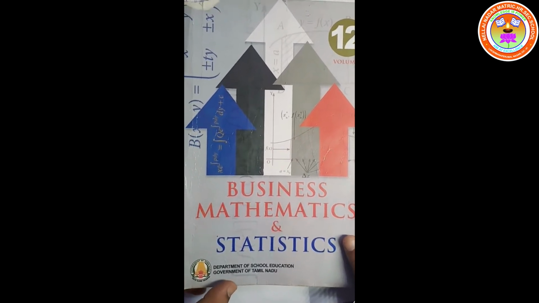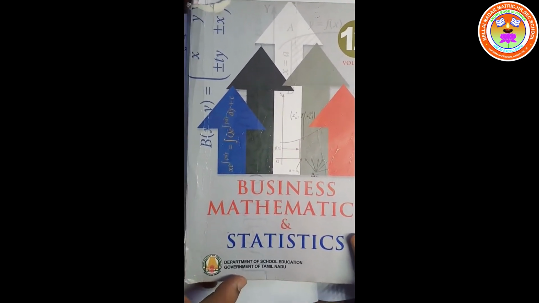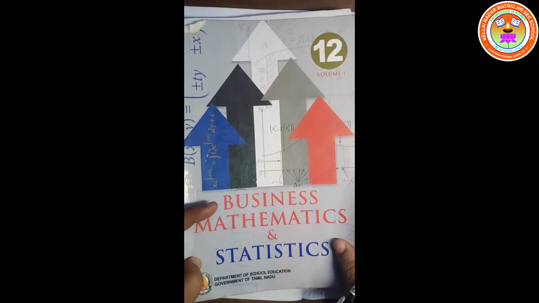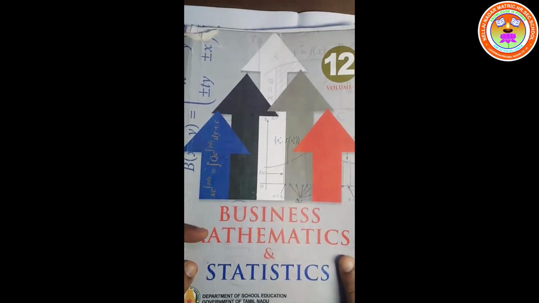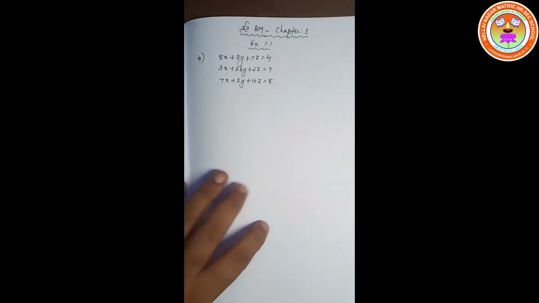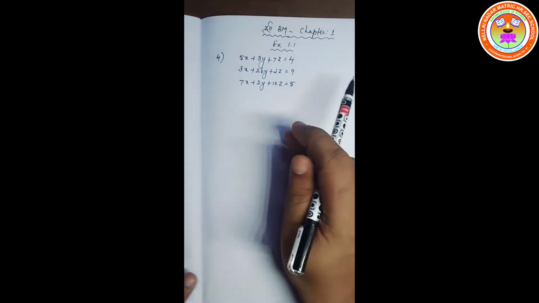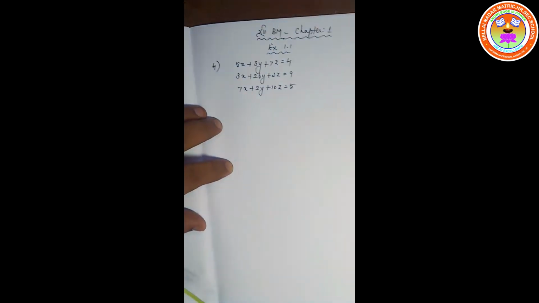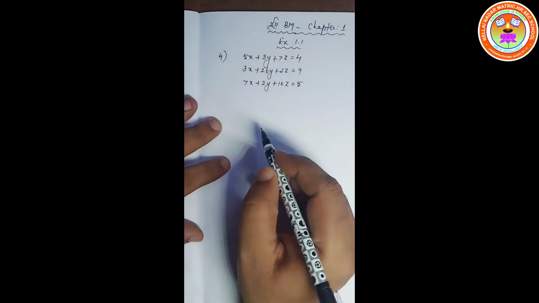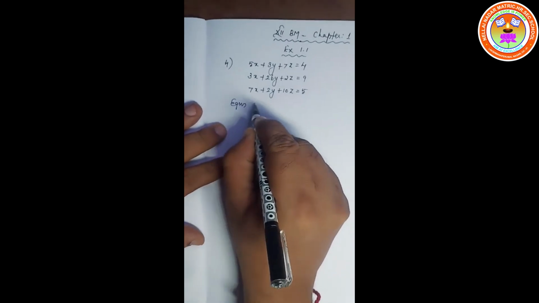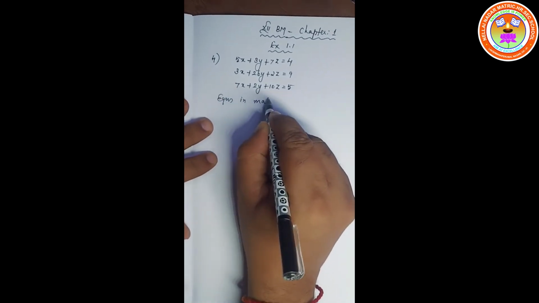Chapter number 1. In chapter number 1, exercise 1.1, you have completed problem numbers 1, 2 and 3. Now problem number 4. Solving the system of equations by rank method. You are given 3 equations with the 3 unknowns, x, y and z. Write the equations in matrix form.